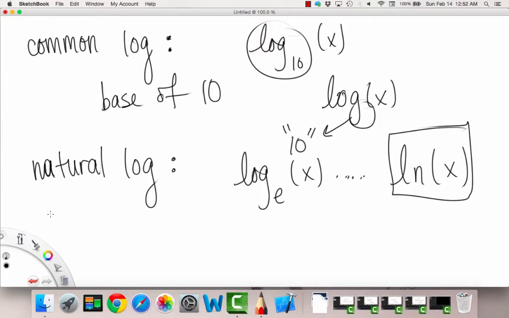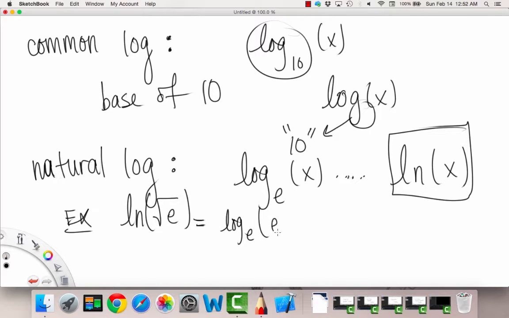So let's do a quick example using the natural log. Let's say we want to do ln of square root of e. Usually we don't write it, but in the beginning you can think of this as log base e, our natural log, of e to the 1/2. We see that we can actually cancel these out because they have the same base, and we just get out a 1/2, and we're good to go.